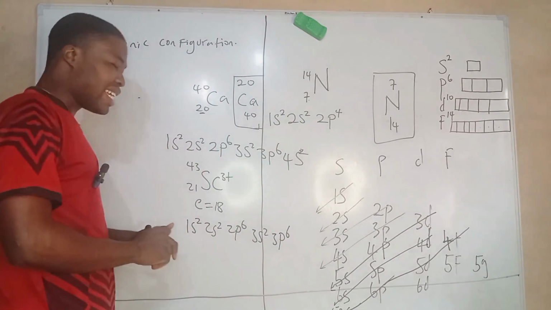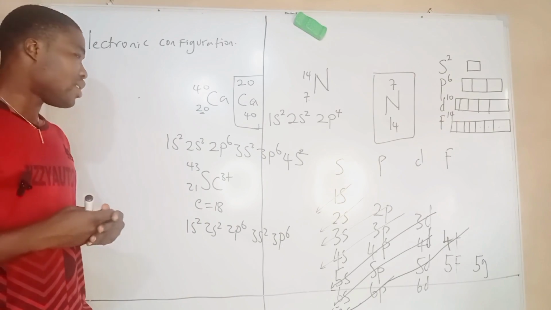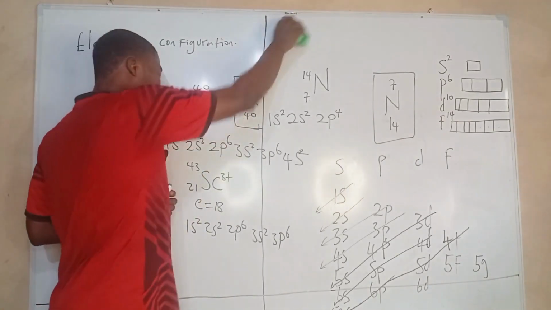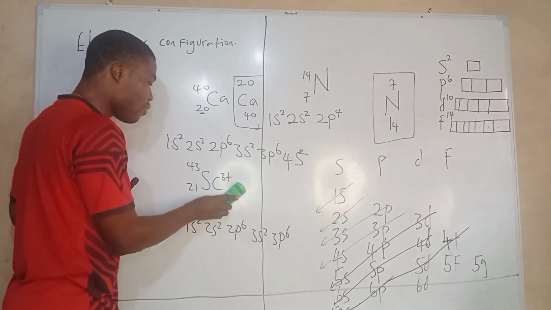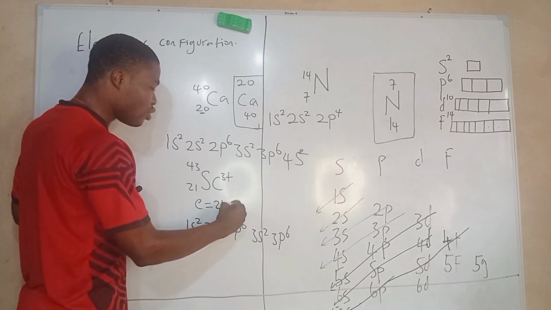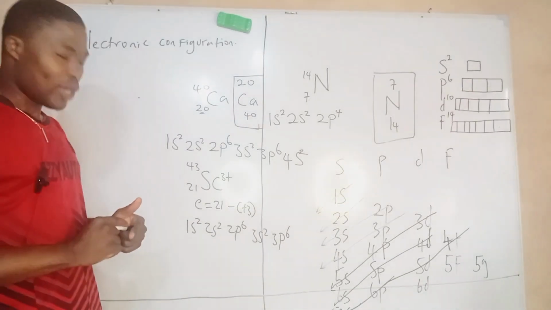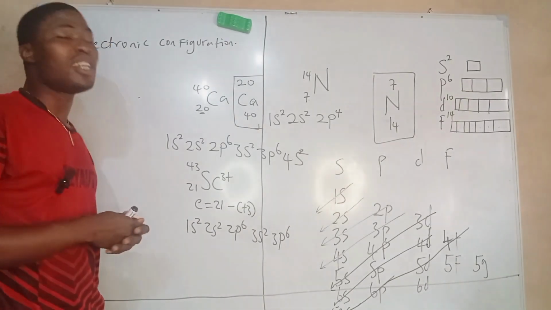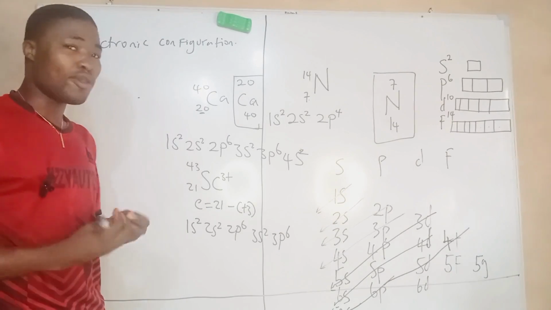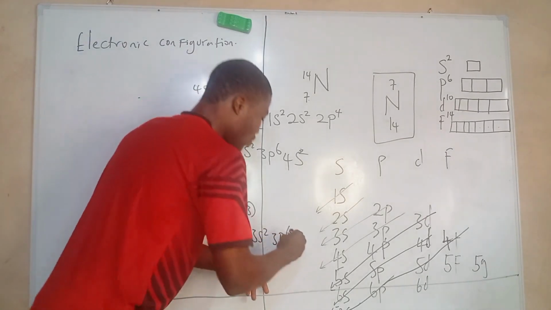But I like to do it like this so you get what we are trying to say. Now, I will not just call this 18 electrons. Please watch. I'm going to call it 21 electrons minus 3 electrons. At the end of the day, we're going to have 18. But please watch something. Now, 3p6.